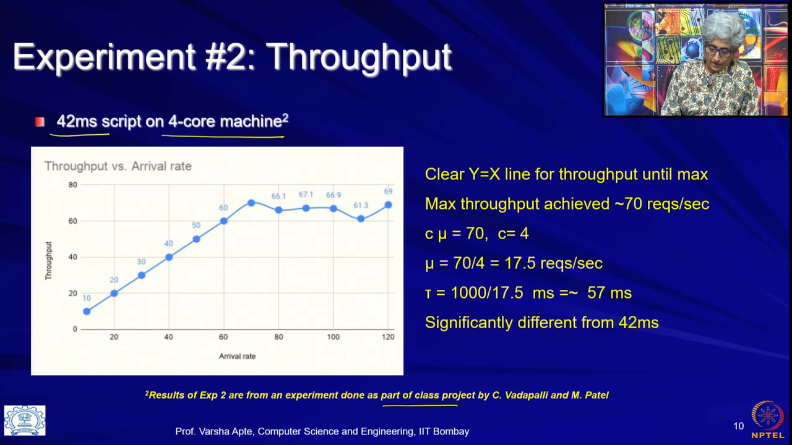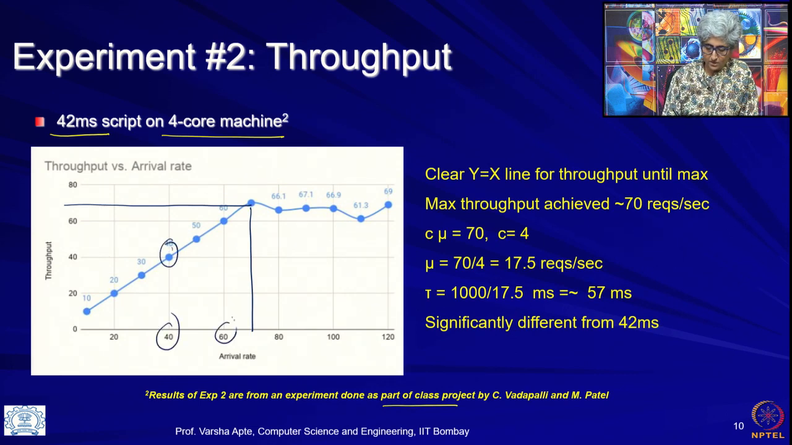So initially up to a certain point here, you can see there is a fairly clear x equal to y line. This is 40 and this is 40, right? This is 60, this is 60, this is 20, this is 20. It is almost the very theoretical x equal to y line that we expect for throughput. And then at one point here, which is around 70 requests per second, if we just look at a sort of average, approximately 70 requests per second is where the throughput seems to be flattening out.